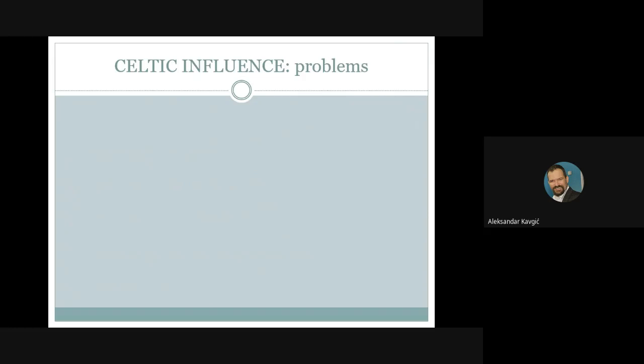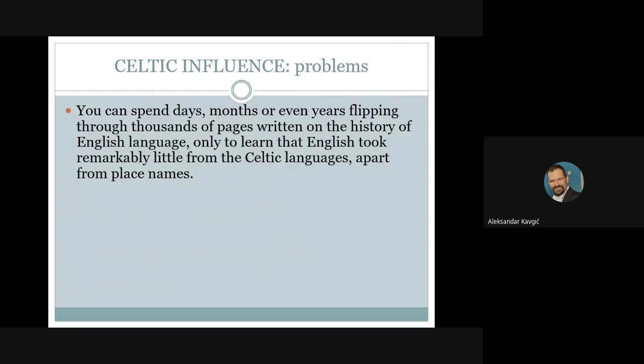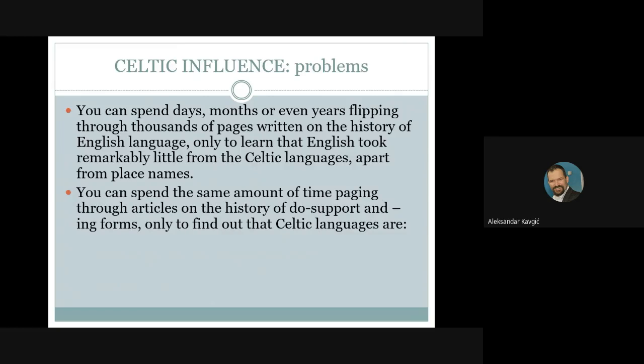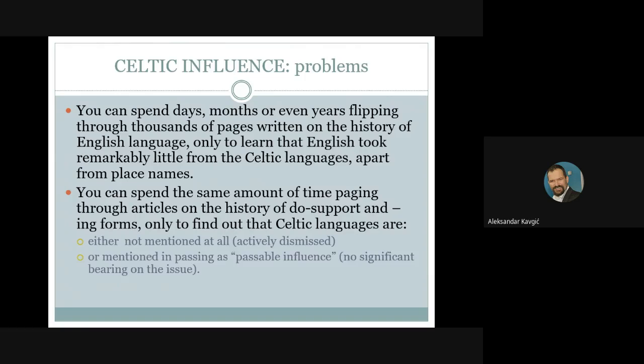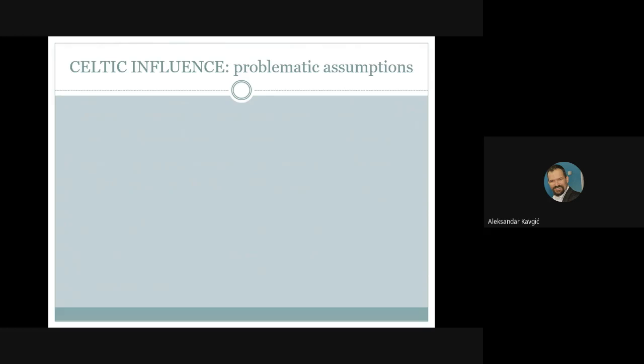So you can spend days, months, years, decades flipping through the books written before 2008 on the history of the English language, trying to find the influence of Celtic languages, and you will find nothing except place names. You can also spend the same amount of time trying to find an explanation of how do support appeared in English, and you will find no real explanation, but occasionally somebody may mention that Celtic languages maybe are a possible influence, not significant.